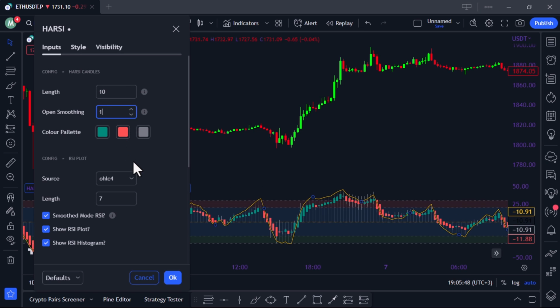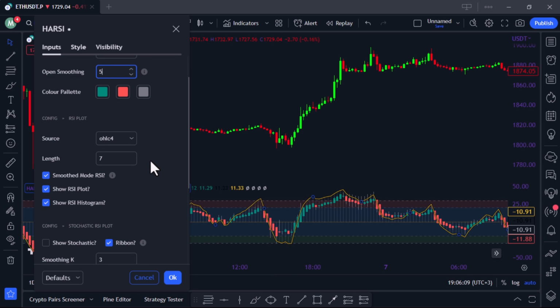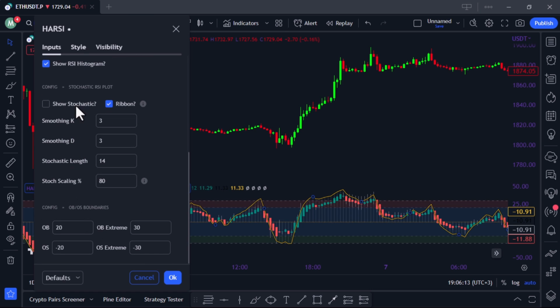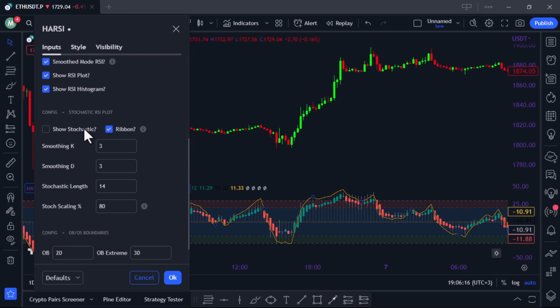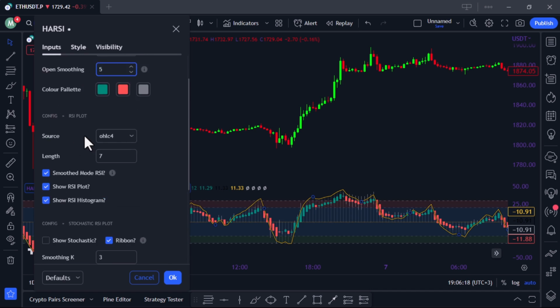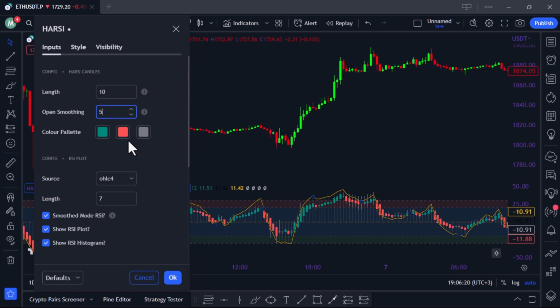The next setting is the open smoothing. Increasing the value of the open smoothing increases the bias toward the prior open value, helping to provide better visualization of the strength of the trend. Because of this, let's change the smoothing value to 5. If we scroll further, we can see that there is also a setting for changing the length of the RSI plot. Finally, you can also add a stochastic RSI to the indicator. However, we won't be using it, so we will be keeping these settings as default.